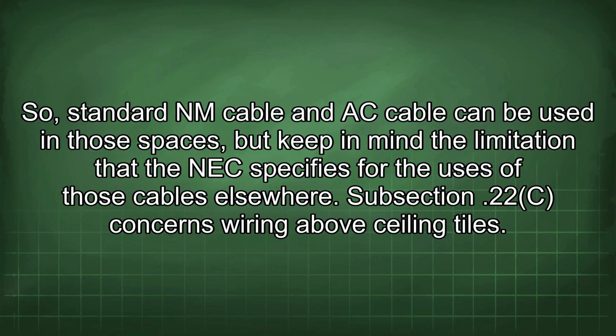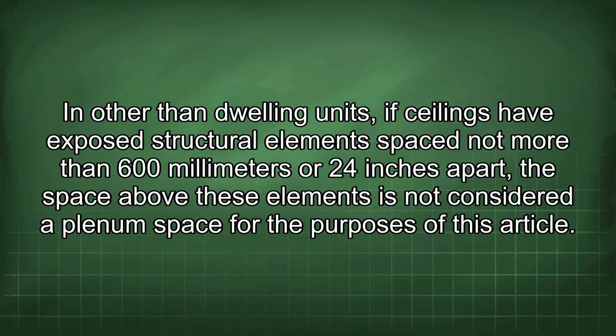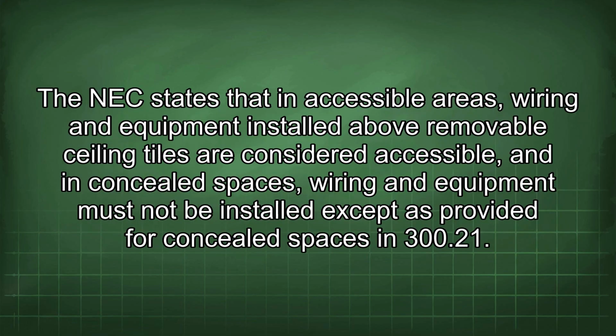Subsection 22c concerns wiring above ceiling tiles. In other than dwelling units, if ceilings have exposed structural elements spaced not more than 600 mm or 24 inches apart, the space above these elements is not considered a plenum space for the purposes of this article. The NEC states that in accessible areas, wiring and equipment installed above removable ceiling tiles are considered accessible, and in concealed spaces, wiring and equipment must not be installed except as provided for concealed spaces in 300.21.